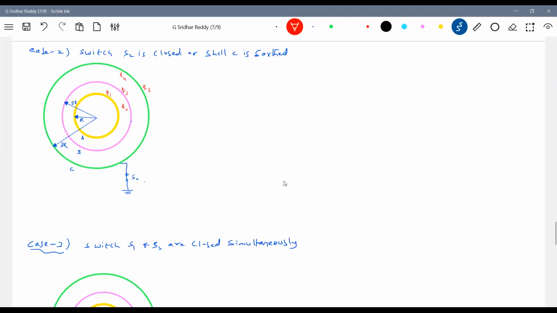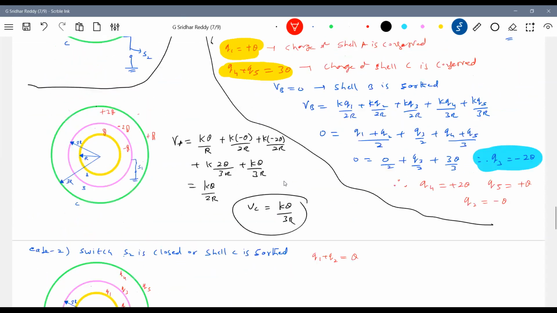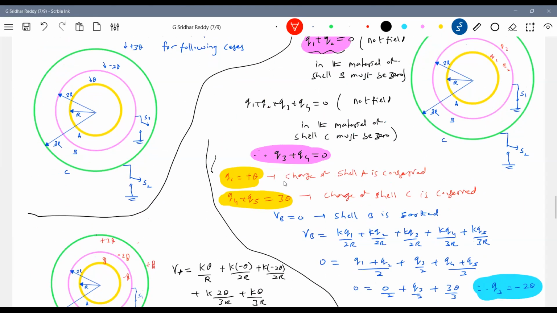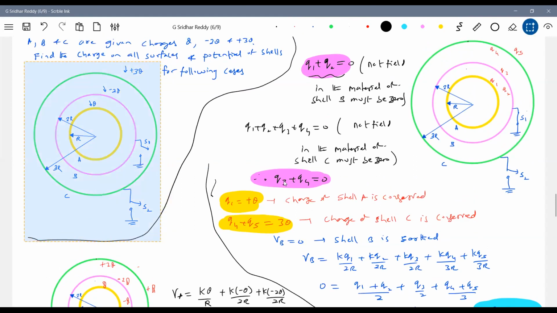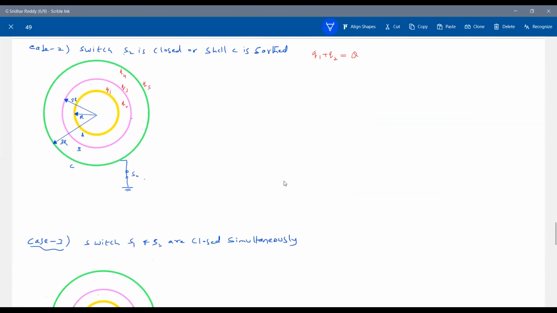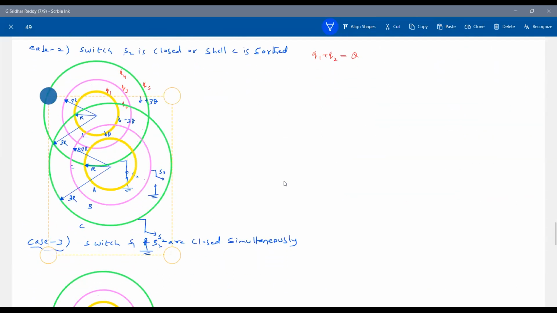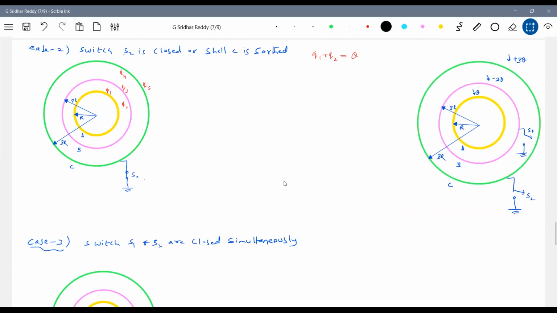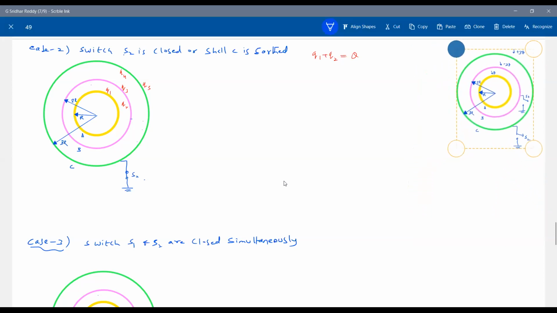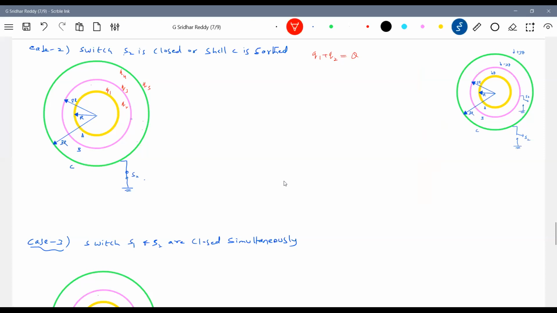Shell C is earthed. Then the first thing we can write: Q1 plus Q2 should be equal to Q. What was the charge given? I need this diagram, then we'll delete it. Okay, we'll keep this diagram in mind. This was the original question. Okay, first Q1 plus Q2 is 0.